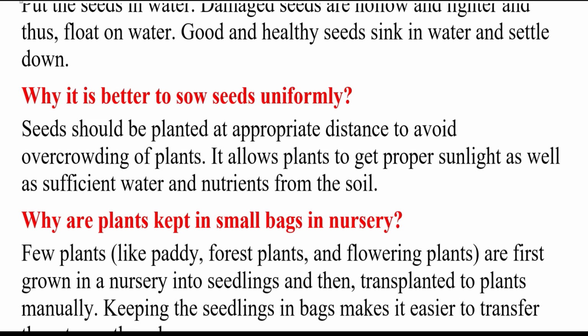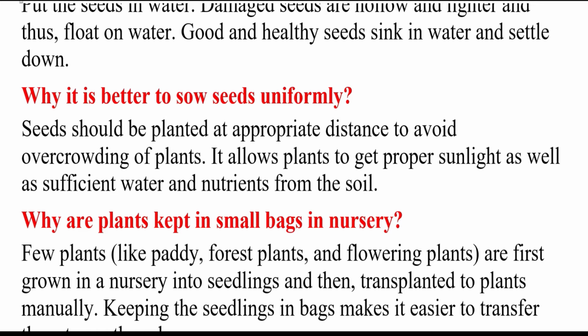Why is it better to sow seeds uniformly? Seeds should be planted at an appropriate distance to avoid overcrowding of plants, and it allows plants to get proper sunlight as well as sufficient water and nutrients from the soil.